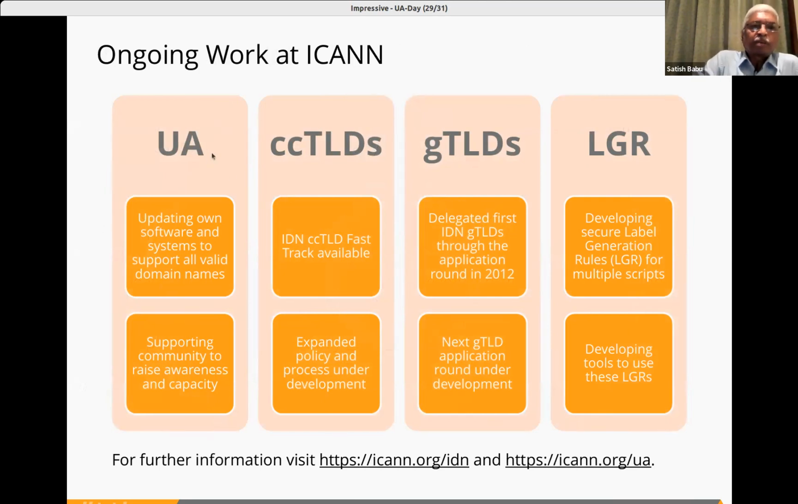So what is happening in ICANN around these things? We have the UASG community, for which the first UA Day is happening today and tomorrow. The UA community has been working since 2015, so 8 years now, to ensure that the gaps are gradually closed. At least we are in the right direction. ccTLDs have to ensure that the support is there. GTLDs, yes. Currently, there are some impediments for gTLDs.